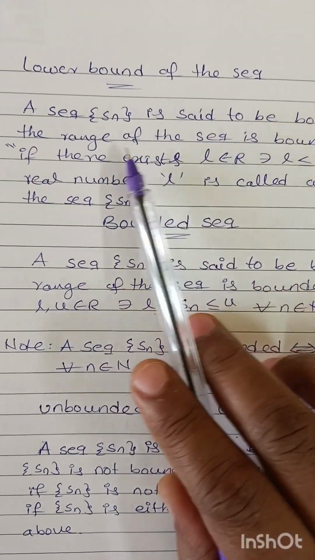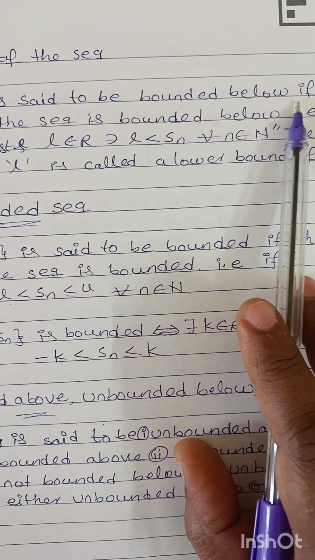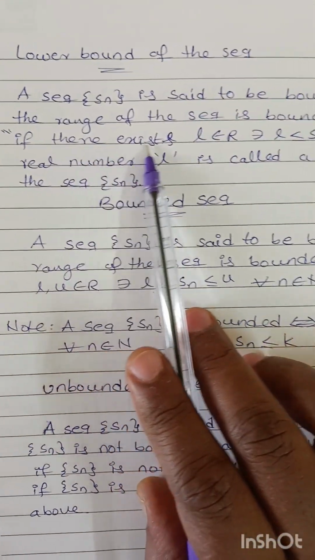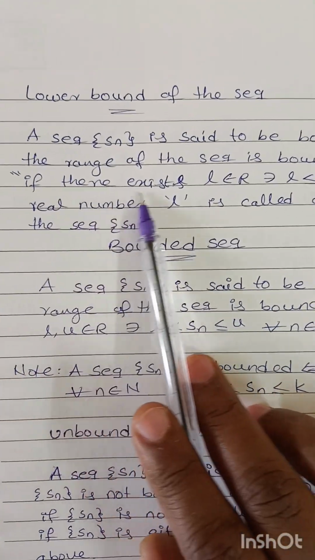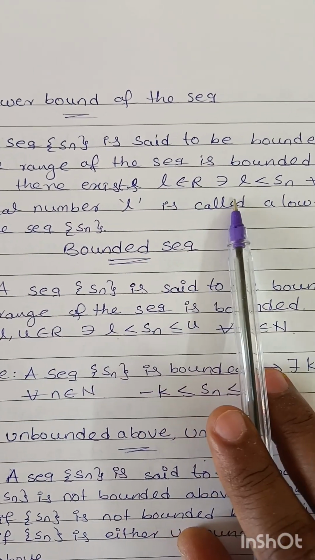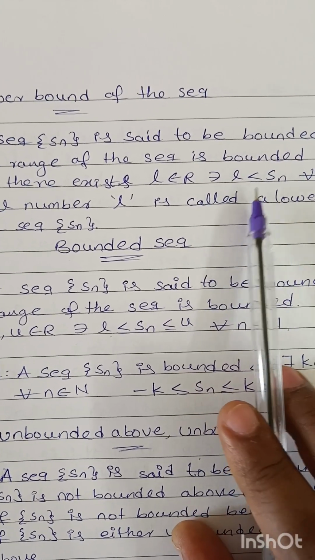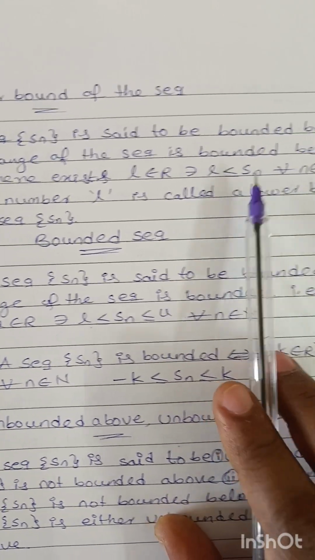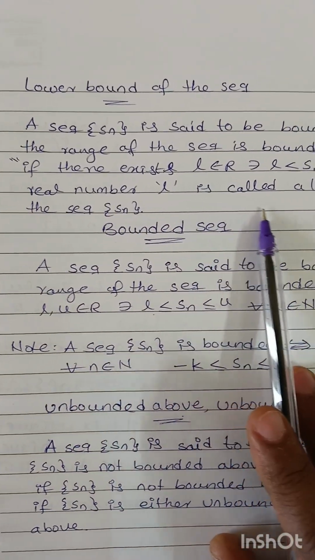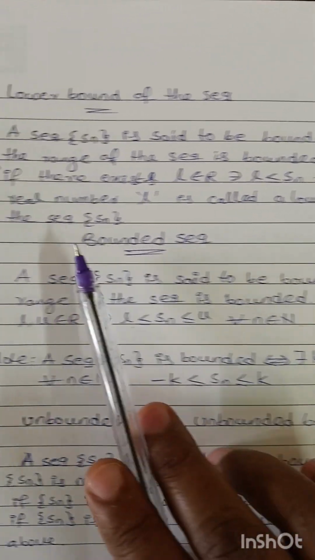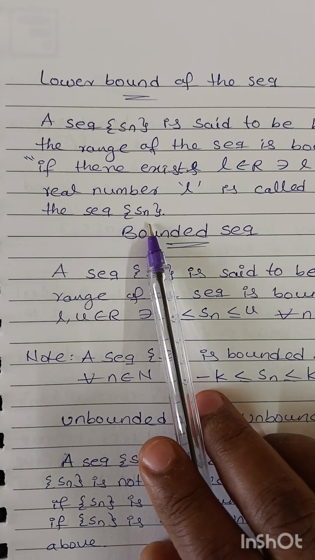Lower bound of the sequence. A sequence Sn is said to be bounded below if the range of the sequence is bounded below. That is, if there exists L belongs to R such that L is less than or equal to Sn for all n belongs to capital N. The real number L is called the lower bound of the sequence Sn.